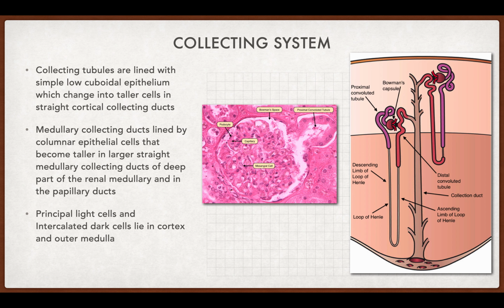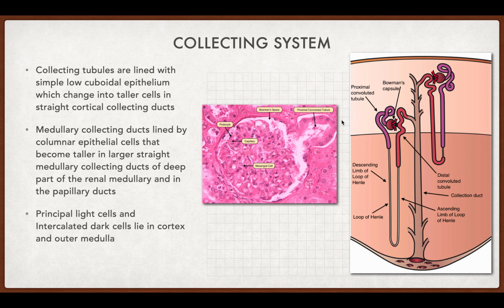The collecting tubules are going to be lined with simple low cuboidal epithelium, and then those change into taller cells in the straight cortical collecting ducts. Medullary collecting ducts are going to be lined by columnar epithelial cells that get larger and taller, as in the larger straight medullary collecting ducts of the deep part of the renal medulla and the papillary ducts. The principal light cells and the intercalated dark cells lie in the cortex and the outer medulla.